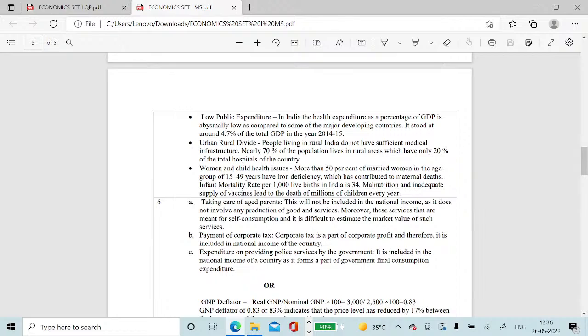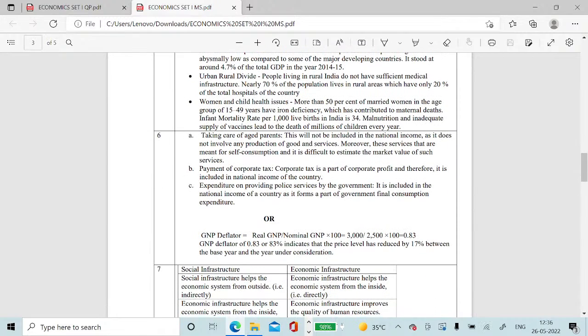Answer 6. A. Take care of aged parents. This will not be included in the national income as it does not involve any production of goods and services. Moreover, these services are meant for self-consumption and it is difficult to estimate the market value of such services.